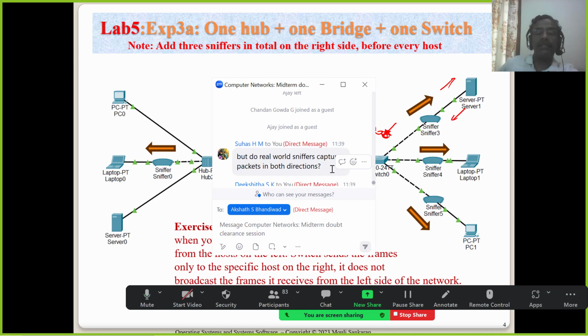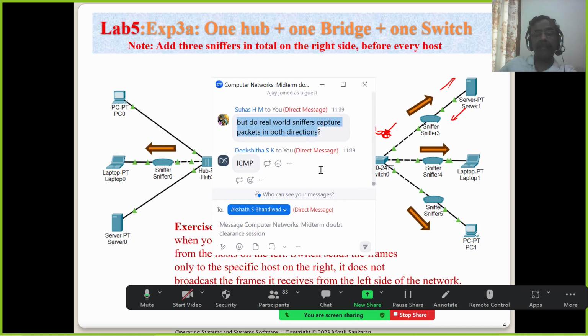But do real world sniffers capture packets in both directions? You have a real world sniffer in your own laptop, right? Wireshark we used, right? Wireshark captures everything. You can even apply a filter on Wireshark for a particular IP address, and look at what you receive, what you send, everything is there. So real life sniffers are like this.